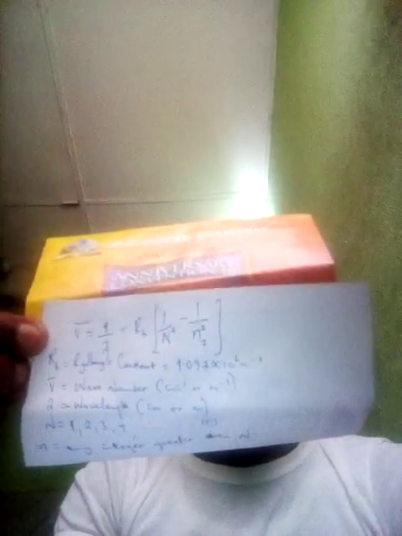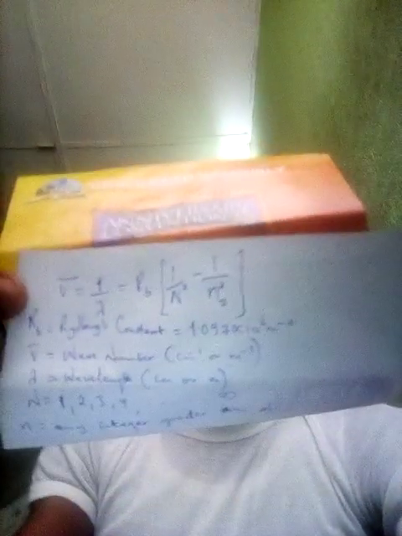The line spectrum is given by this equation: 1 over lambda equals R_H times open brackets 1 over n1 squared minus 1 over n2 squared. So this equation is needed to determine the line spectrum of an atom. Very, very important. To determine the line spectrum of an atom, you need this equation. And I'll give you another format of this equation so that you see it clearly.